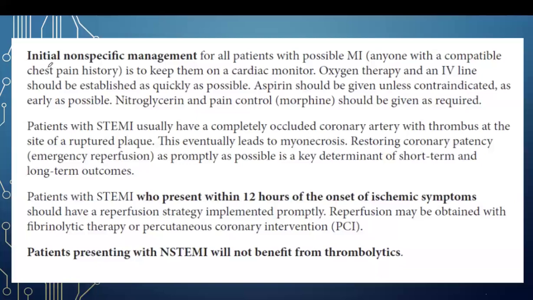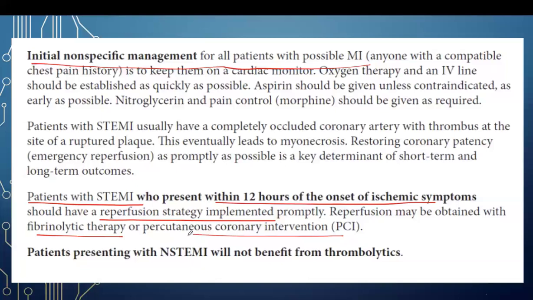So initial non-specific management is what we discussed as MONA treatment. Patients with ST elevated MI who present within 12 hours of onset of the ischemic symptoms should have a reperfusion strategy implemented promptly. The reperfusion can be obtained with a fibrinolytic therapy or a PCI, which is percutaneous coronary intervention. Patients presenting with a non-ST elevated MI will not benefit from thrombolytics.